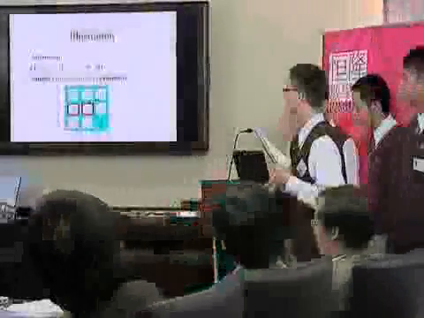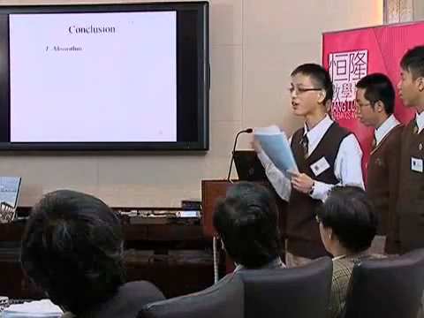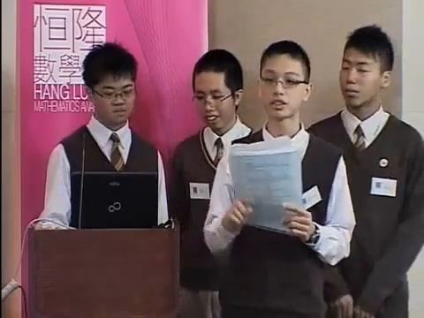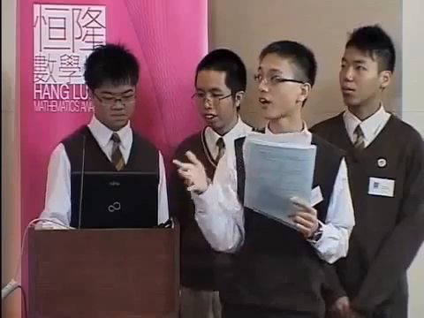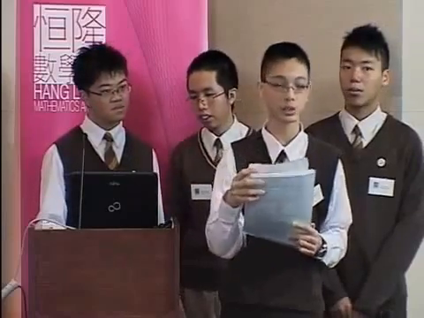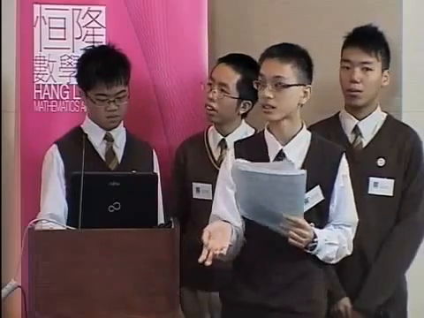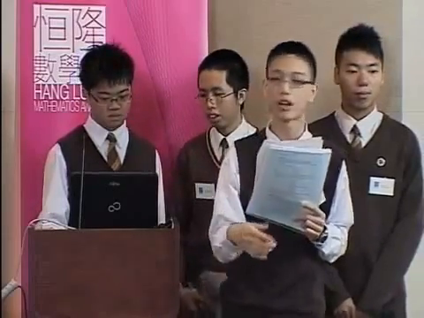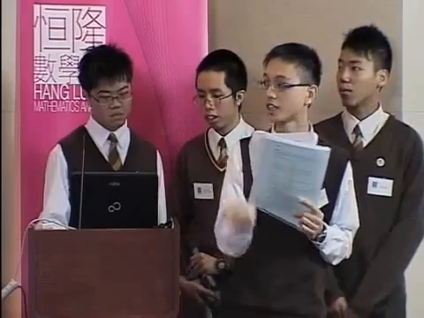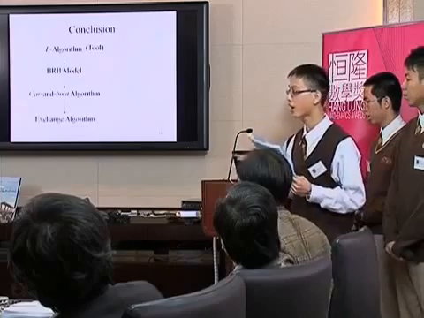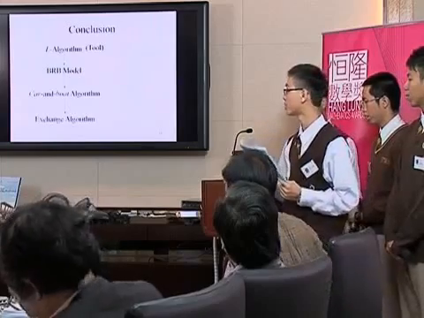And before the illustration, we first give our conclusion. So in conclusion, we first suggest an algorithm called the L algorithm, which we use as a tool, and then we develop the RB model. By the RB model, we have the Carr and Boole algorithm and the exchange algorithm. And these two algorithms help us to determine the solvability.